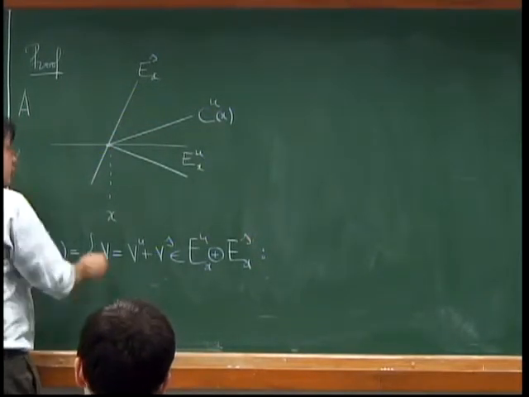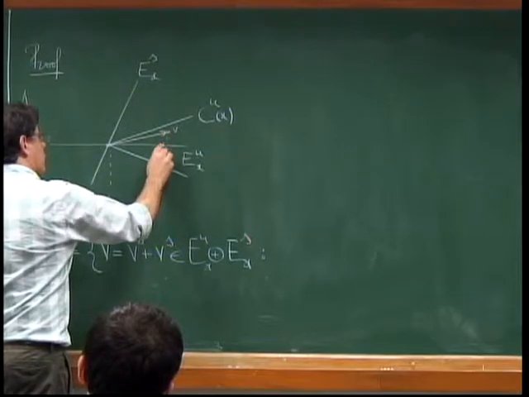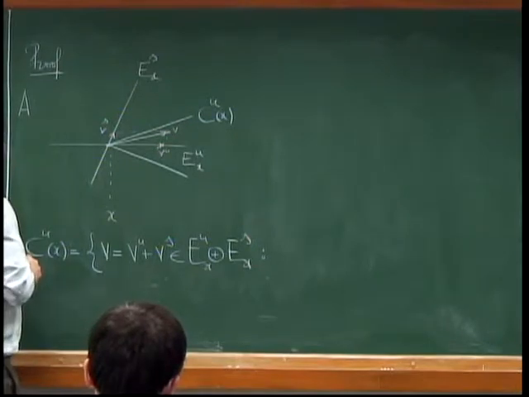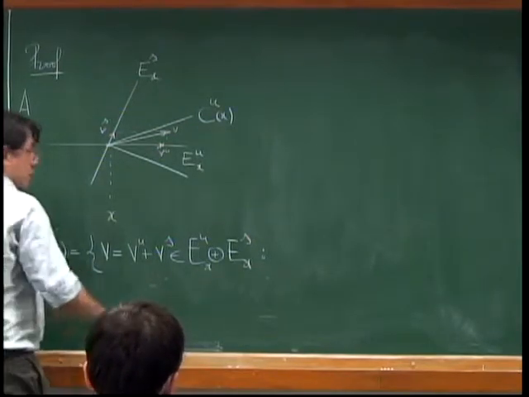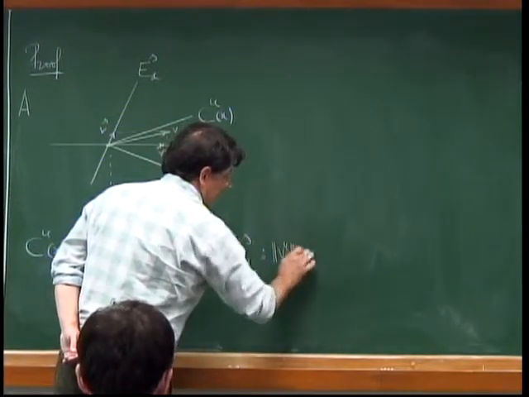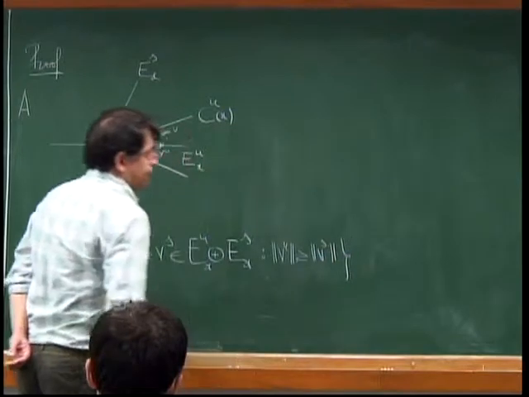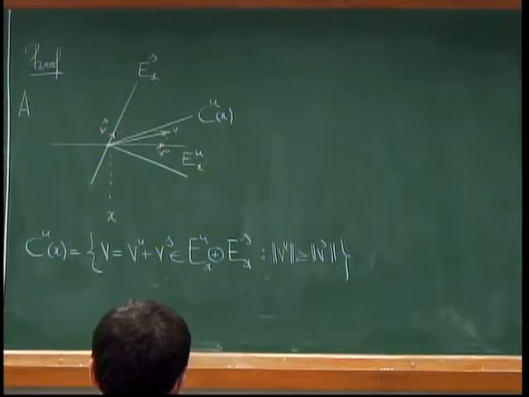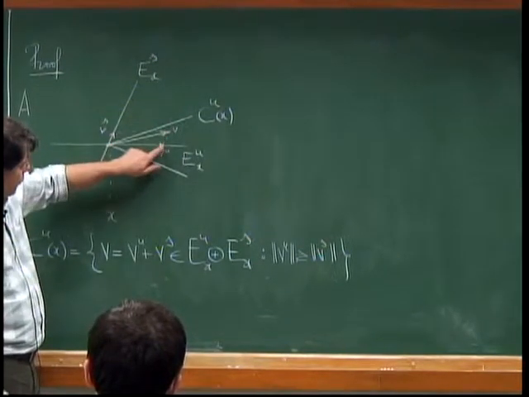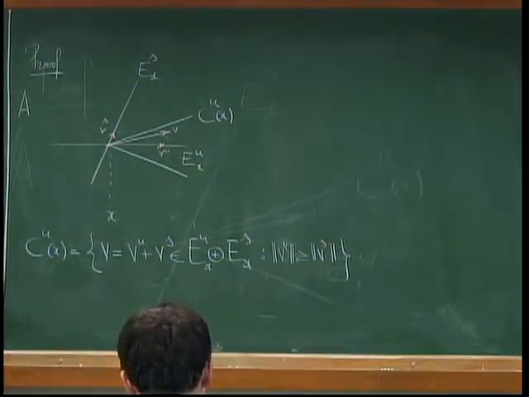So it's composed of the vectors v of the form v_u plus v_s such that the norm of v_u is bigger than the norm of v_s. Okay, so geometrically it's this region here where you take any vector that you decompose into the direct sum, and the component that you get along E^u is bigger than the component you get along E^s.